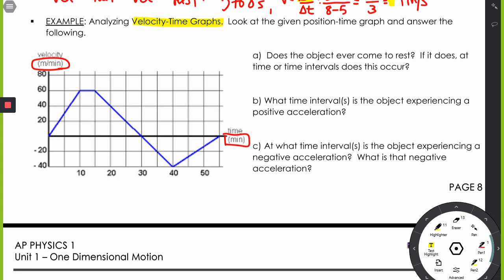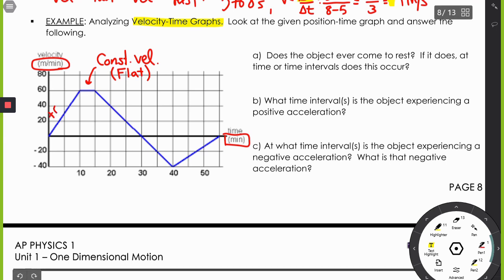Let's analyze this graph before we do that. So we know that we're going to have accelerated motion. We're going to have turning points, right? We have one section of constant velocity, so let's point that out. Right there is our constant velocity. Remember, flat lines on velocity time graphs are constant velocity.